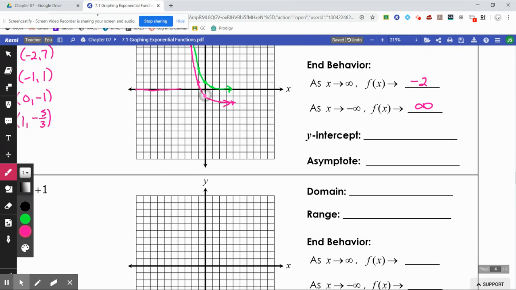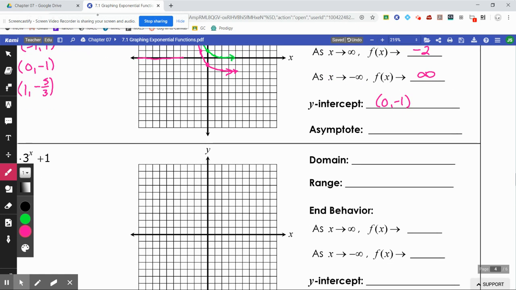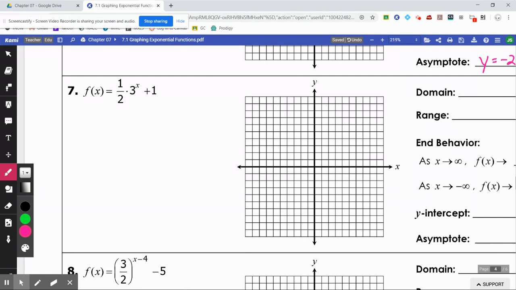Our x-intercept also got moved down 2. You can either plug in 0 for x, or you can just say it used to be at (0, 1). It is now down 2 units at (0, -1). And again, our asymptote line, which used to be y equals 0, got shifted down 2 units to y equals -2.